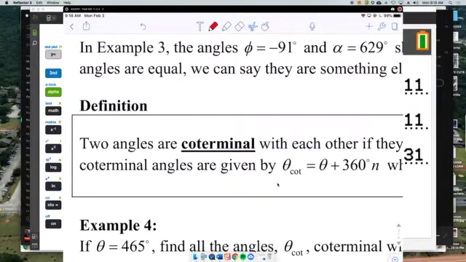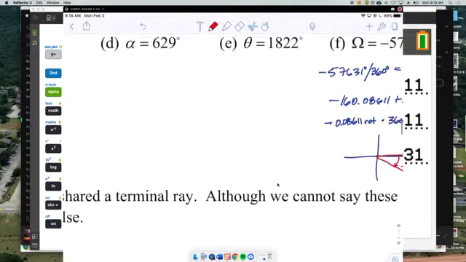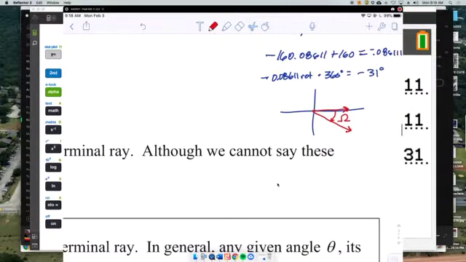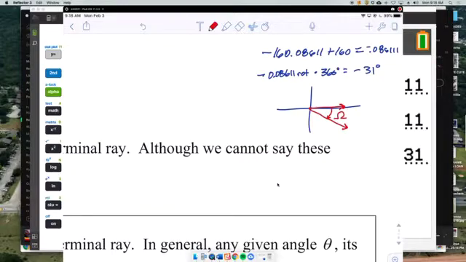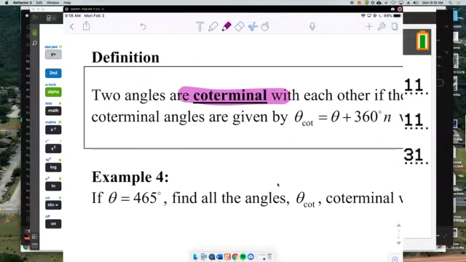Definition. Did y'all get to this? Okay. Here's an important definition. Just like the two angles that we saw, negative 57,631 and negative 31, they weren't the same angle, but they shared a terminal ray. We have names for such angles, okay? And the name of those angles in relation to each other is coterminal. Two angles that share a terminal ray are coterminal with each other.